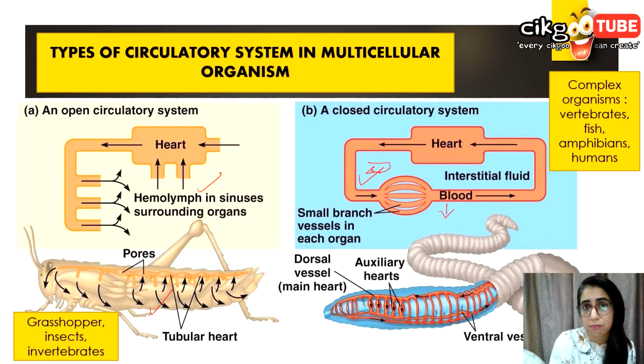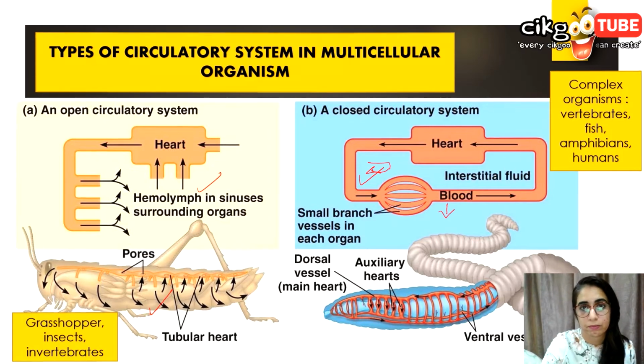So the hemolymph mixes with the interstitial fluid and then flows at a very slow speed in an open system, but the blood does not mix with the interstitial fluid and flows rapidly back to the heart in the closed system. So there are two differences between an open circulatory system and a closed circulatory system.